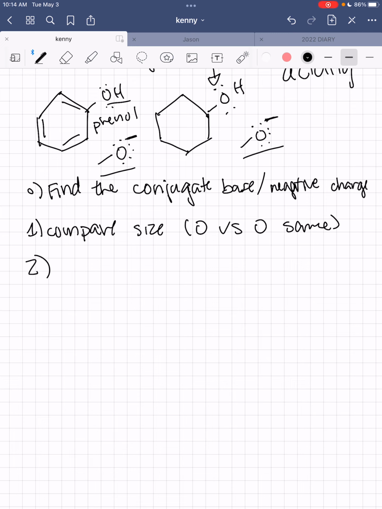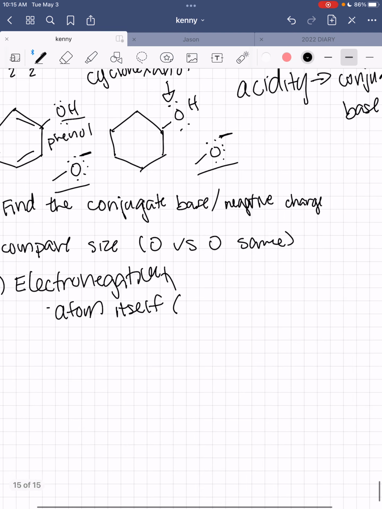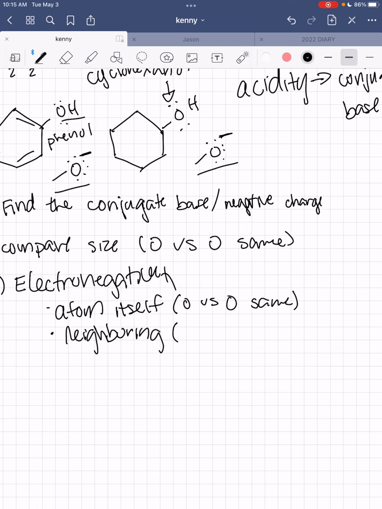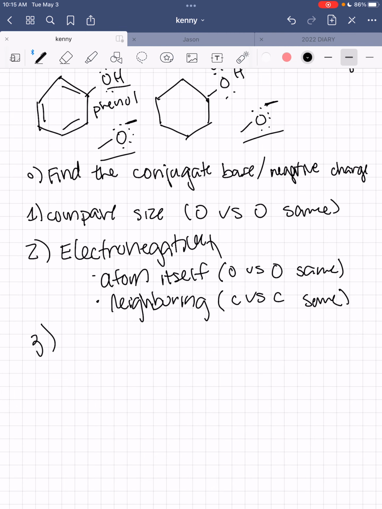Step 2 is electronegativity. First, the atom itself: oxygen versus oxygen will obviously have the same electronegativity. And then the neighboring atom, which would be carbon. This is carbon, which is the same. So step 3 is resonance.